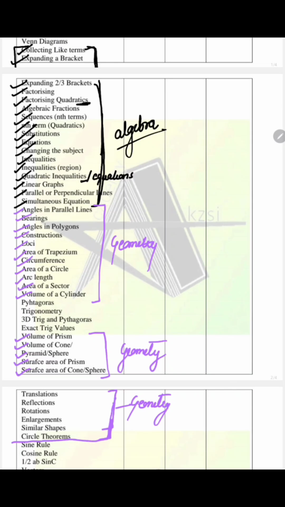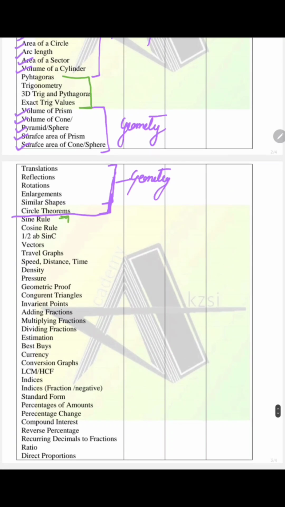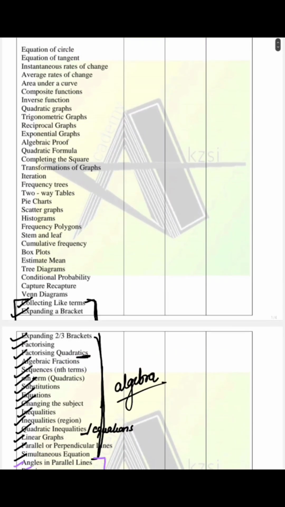Then comes the trigonometry. So after completing geometry, we'll move on to the trigonometry. So trigonometry is Pythagoras, trigonometry, 3D trigonometry. Now finding the trigonometric values. Here you can see sine rule, cosine rule. These all are our trigonometry. Then there are other topics that you can see are remaining that come under arithmetic. Well, this equation of a circle, equation of the tangent, this is also your geometry part.